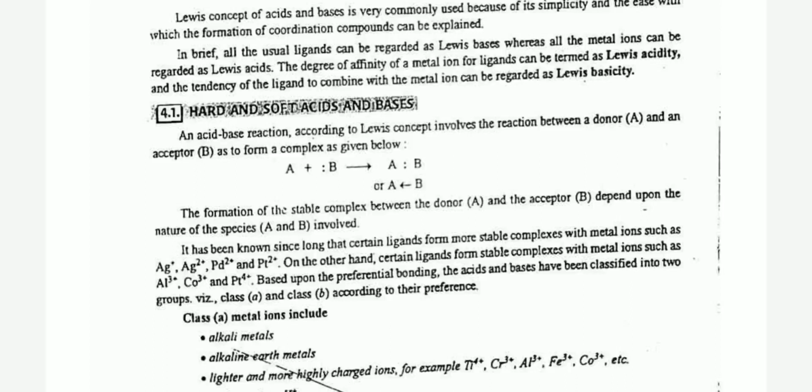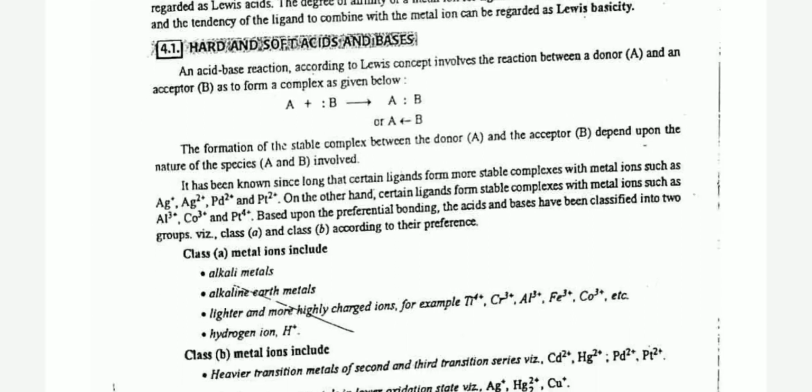Article 4.1: Hard and soft acids and bases. An acid-base reaction, according to the Lewis concept, involves the reaction between a donor, for example A, and an acceptor B, so as to form a complex as given below: A plus B gives AB. The formation of a stable complex between the donor and the acceptor depends upon the nature of the species A and B involved.